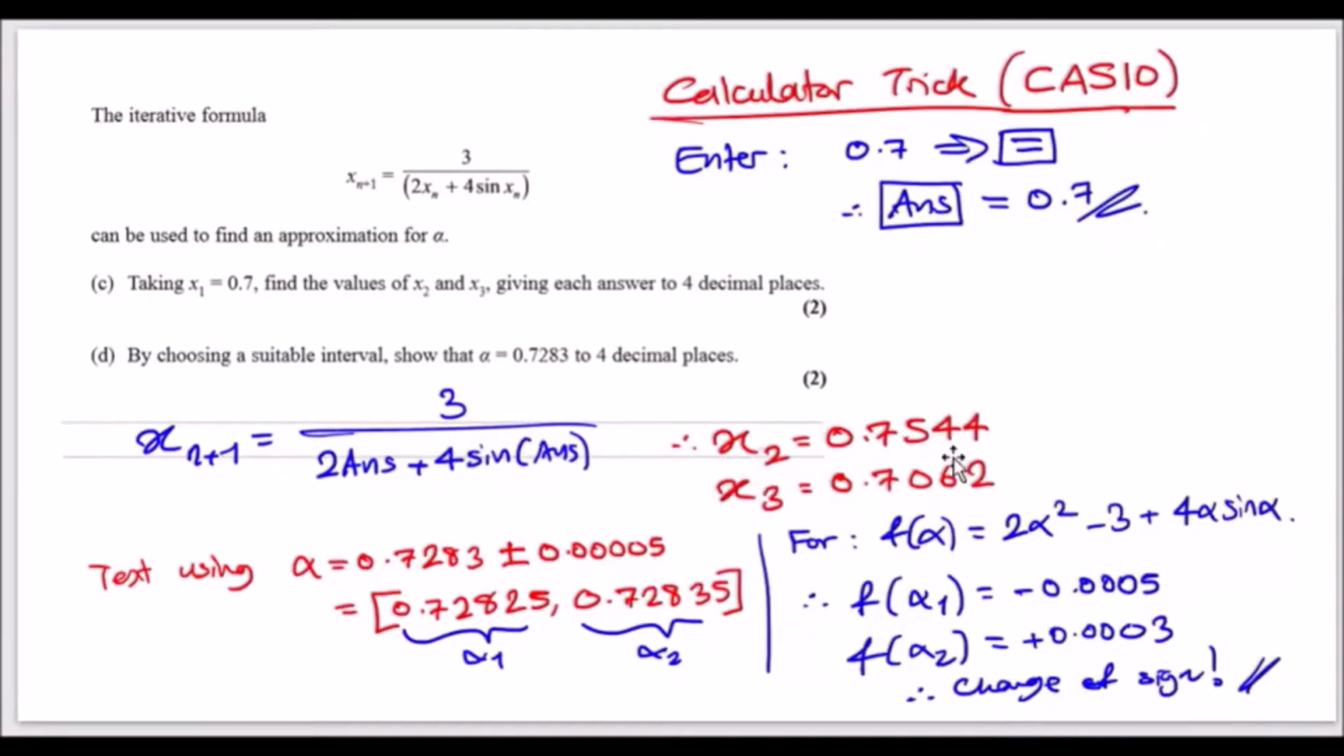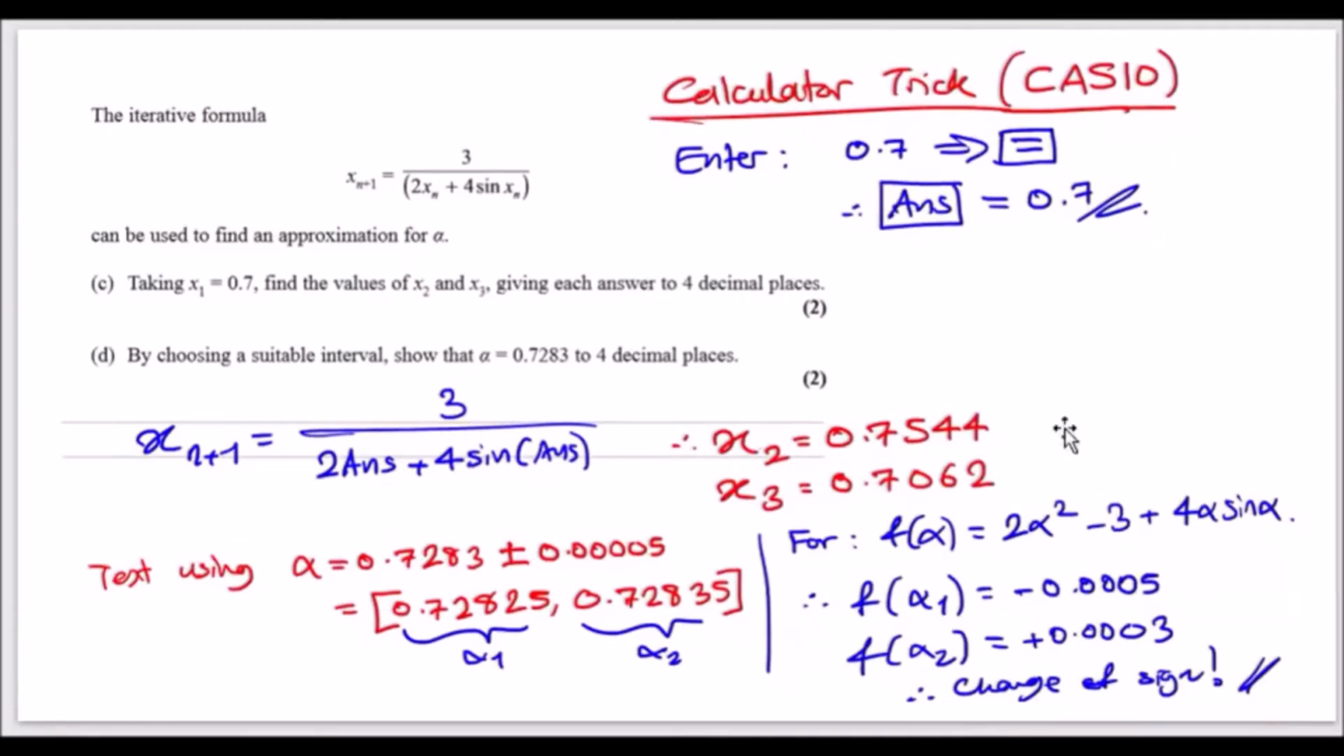If you press it once, you get this value. If you press equals again, you get this value. The reason is that the previous answer is now the new answer. So if you press equals again after this, you're going to get x4 and then x5. You don't have to keep repeating it; you can just leave the answer button and keep pressing equals. So definitely learn that trick. It's really, really helpful in exams.